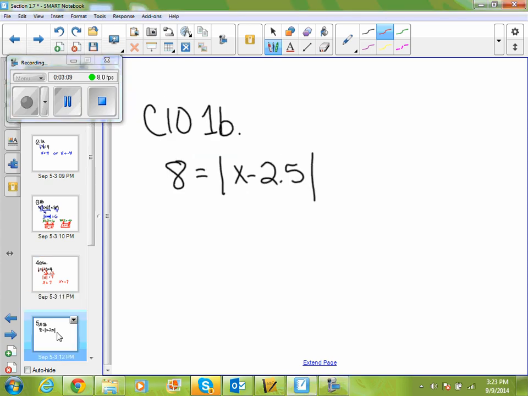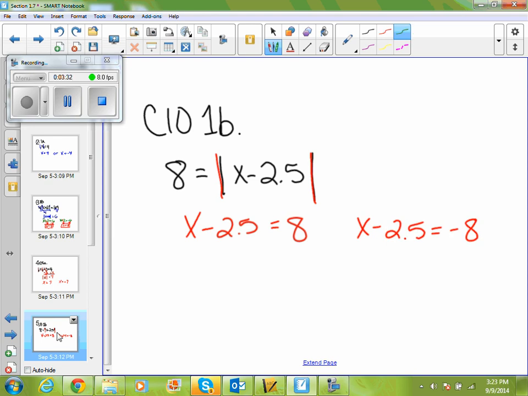Okay, so let's look at then 1b. We have 8 equals the absolute value of x minus 2.5. Are the absolute value bars by themselves? Yes, right? These are all alone. So x minus 2.5 equals 8, and x minus 2.5 equals -8.